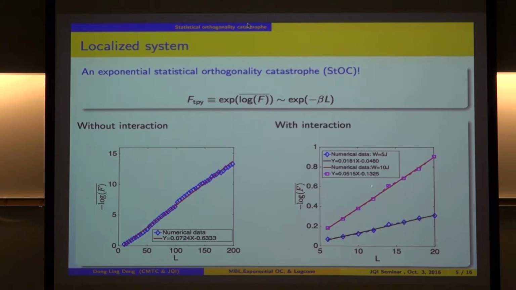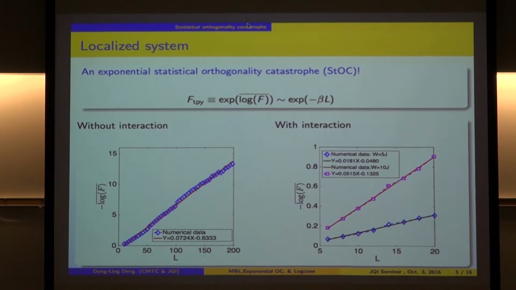But all this Anderson orthogonality catastrophe is about a metallic system, where the wave functions are extended. So then, what will happen in a localized system? Intuitively, we expect nothing to change drastically in a localized system because the system is localized.